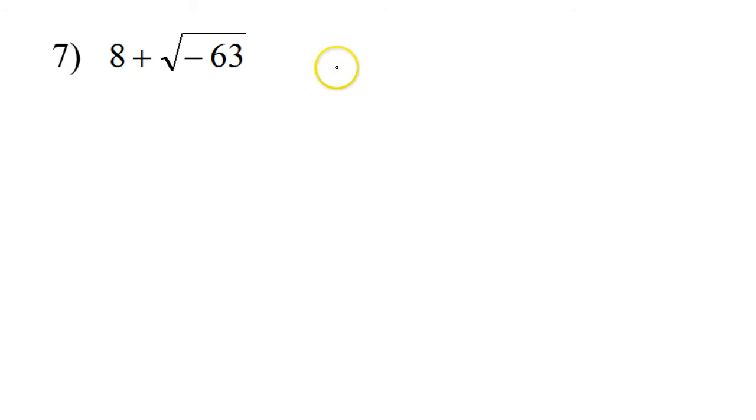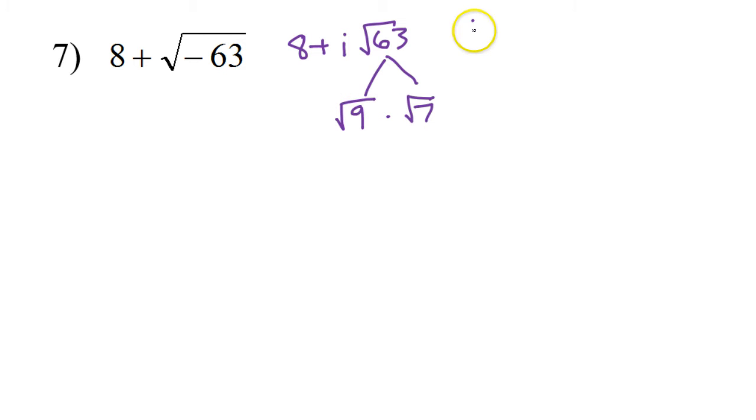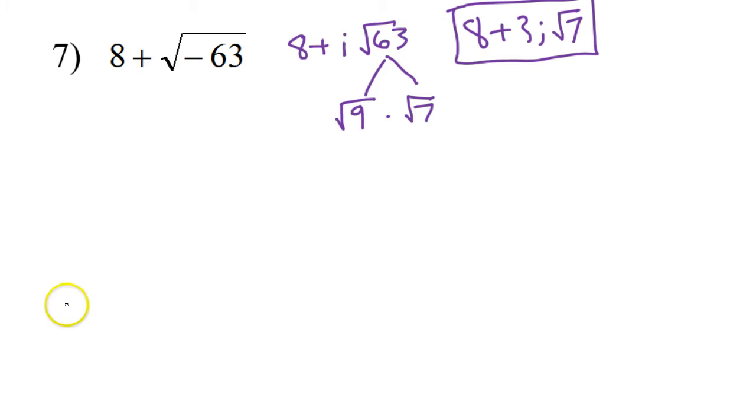This is a very similar type of problem. We have 8 plus the square root of negative 63. The negative sign under the radical can come out as an i, so you can have 8 plus i radical 63. The 63 can be broken down into the square root of 9 times the square root of 7. Then the square root of 9 is 3, so we have 8 plus 3i radical 7. And that's the answer.